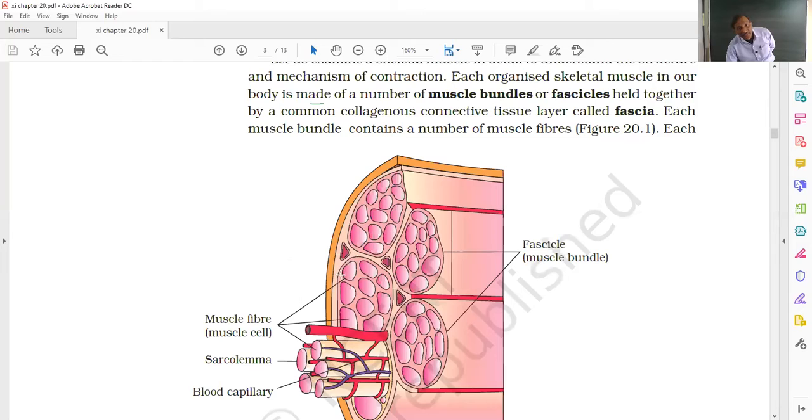These are the nerve fibers. And the blood vessels are running over the muscle fibers. So three things will be there in the muscles: muscle fibers, nerve fibers, and blood vessels, that is arteries and veins. Arteries are shown in red color and the veins are shown in blue color.